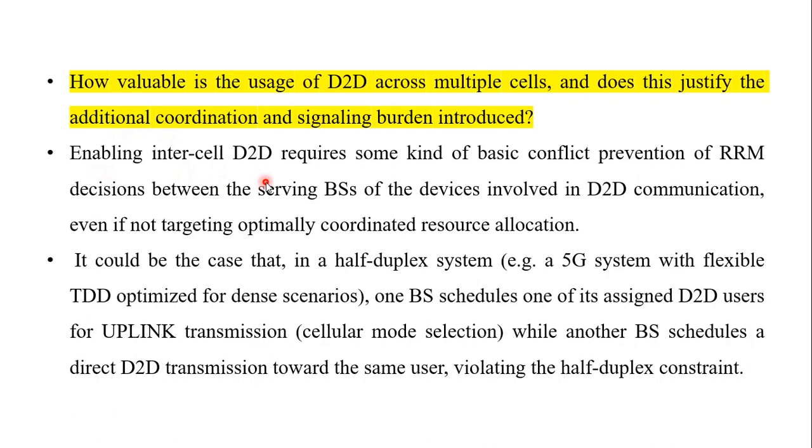Enabling inter-cell D2D requires some kind of basic conflict prevention of RRM decisions between the serving base stations of the devices involved in D2D communication, even if not targeting optimally coordinated resource allocations. It could be the case that in a half duplex system, that is in 5G, one base station schedules one of its assigned D2D users for uplink transmission, while the other base station schedules a direct D2D transmission towards the same user. So this will violate the half duplex constraint.